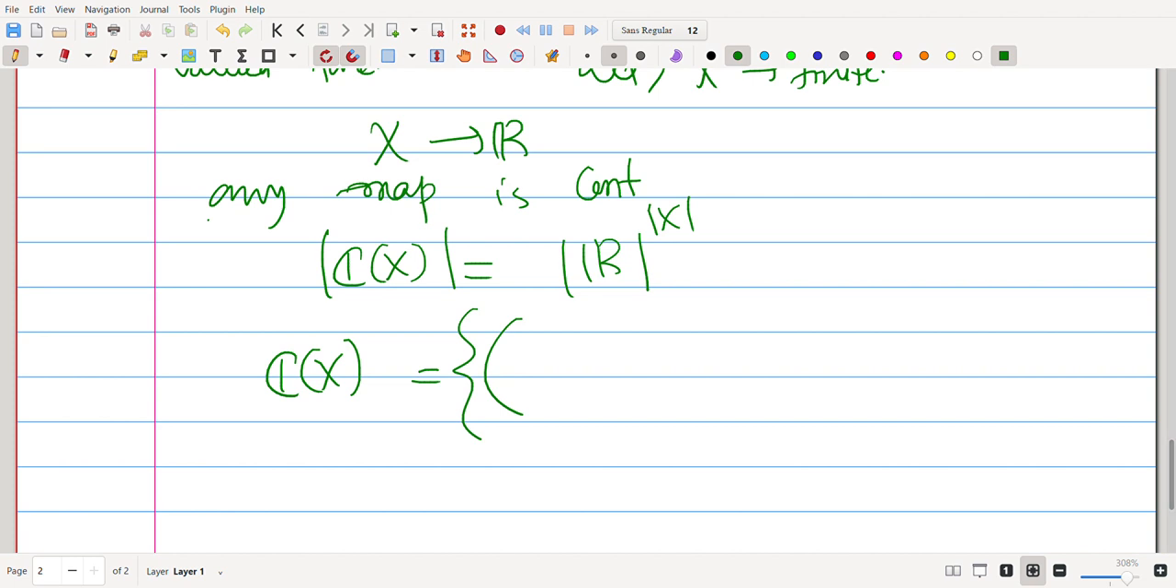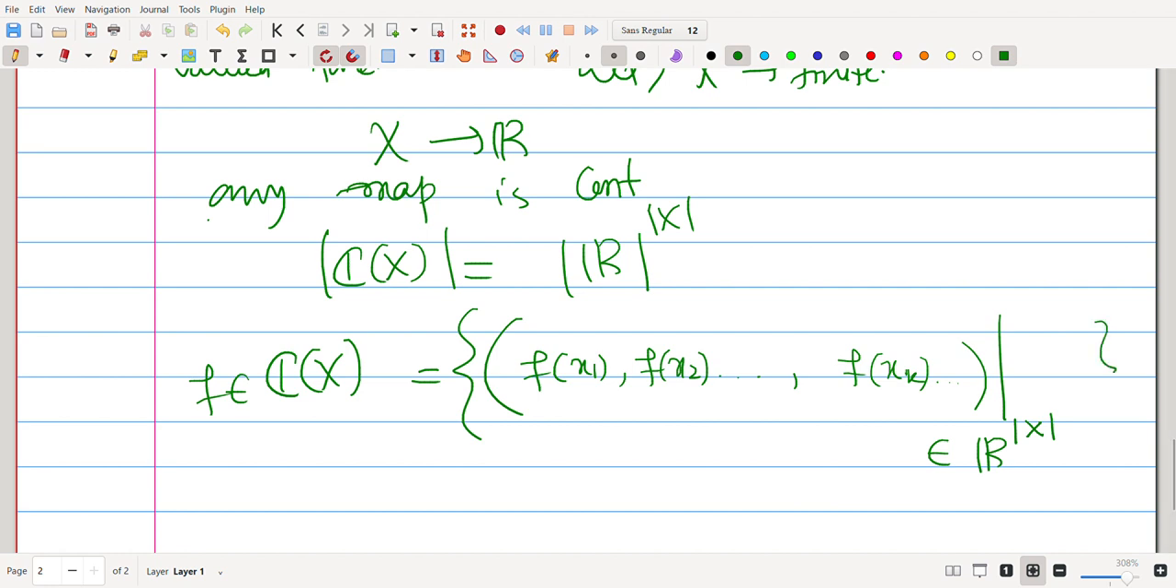Any element of C(X), say f belonging to C(X), you can write it as f(x1), f(x2), ..., f(xk), and so on, such that this tuple belongs to R to the power |X|. So that means the dimension of C(X) is |X|. It is easy to check.